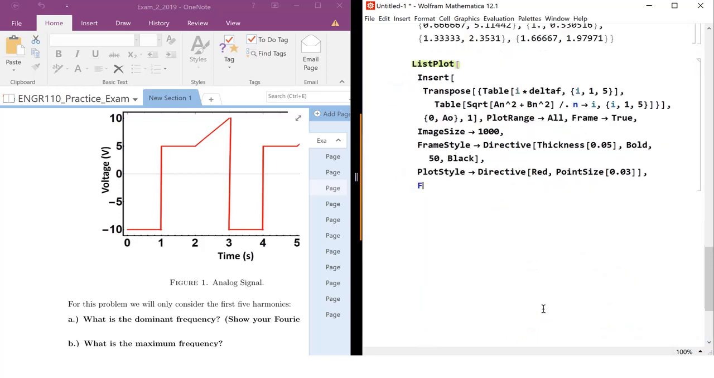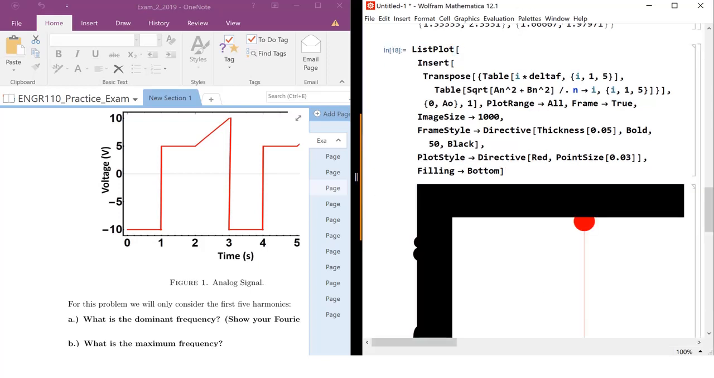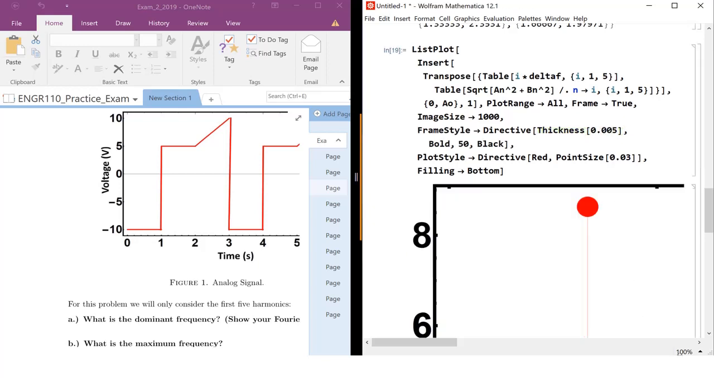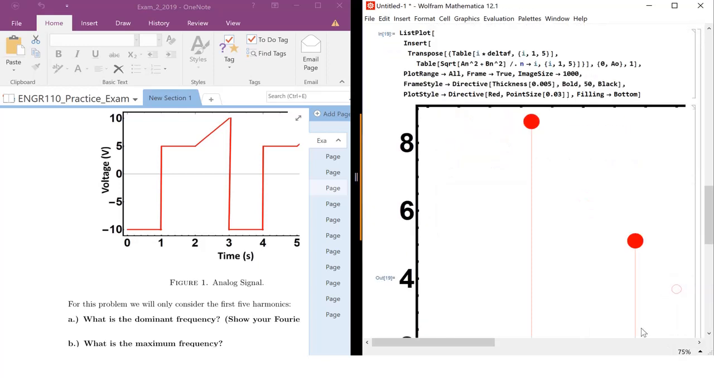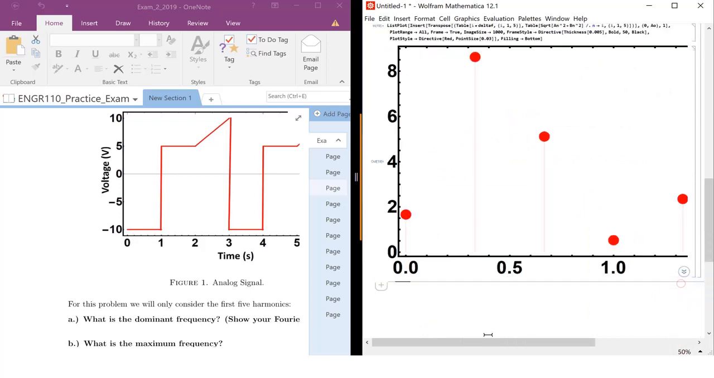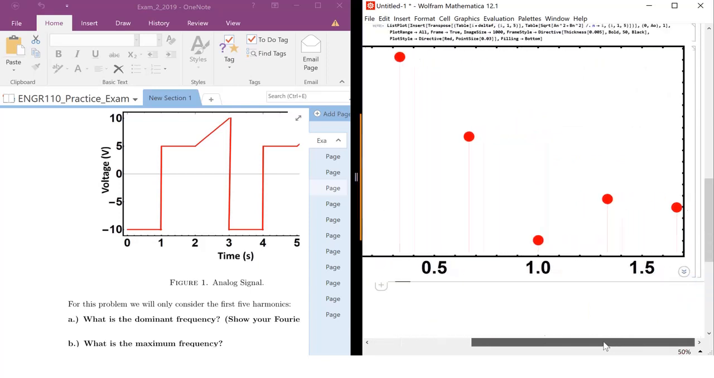And then I'm going to do filling. Let me close this. Filling bottom. And I'm going to make this nice plot right here. Oof, that's a little bit small. So let me zoom out. Zoom out even a little bit more. So now we can see our frequency spectrum.